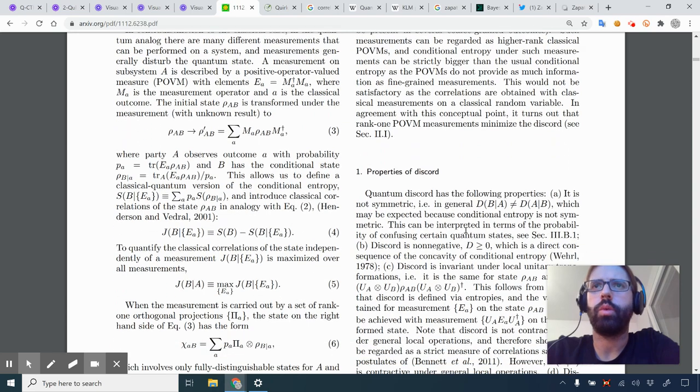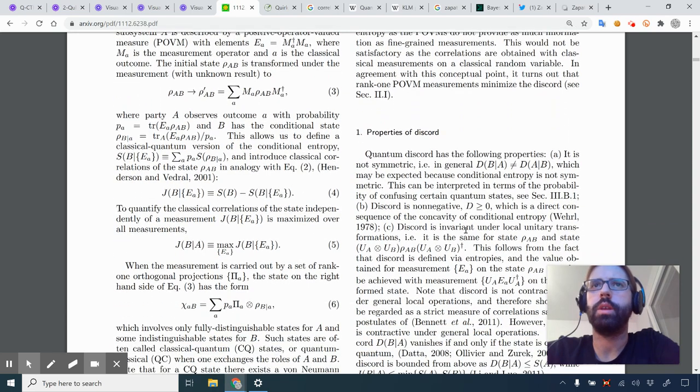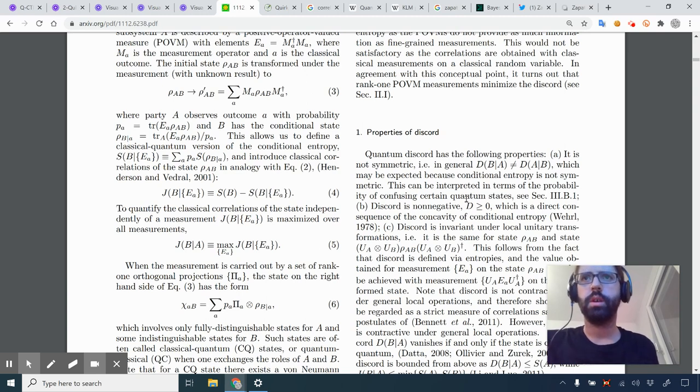Properties of discord. Quantum discord has the following properties. It is not symmetric. In general, d(B|A) doesn't equal d(A|B). I guess it's B given A, or something like this, which may be expected because conditional entropy is not symmetric. This can be interpreted in terms of the probability of confusing certain quantum states. Discord is non-negative.